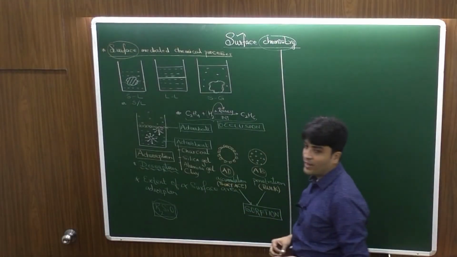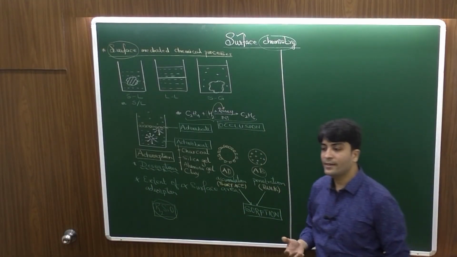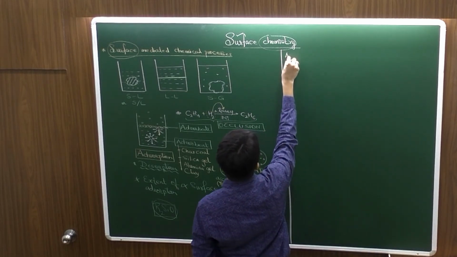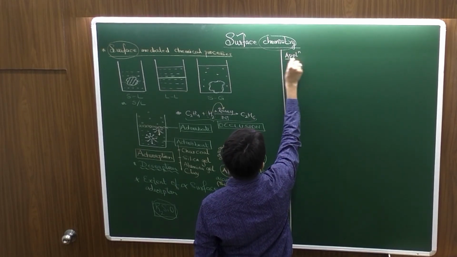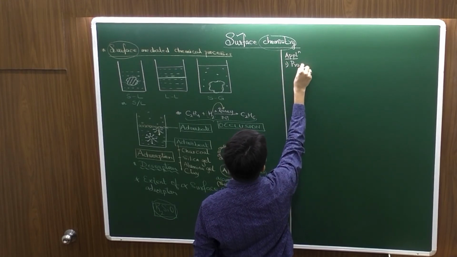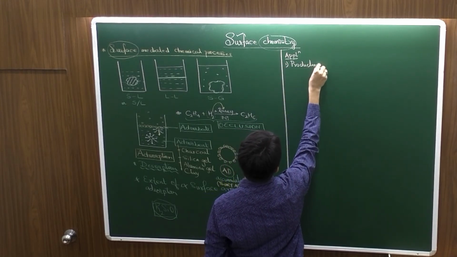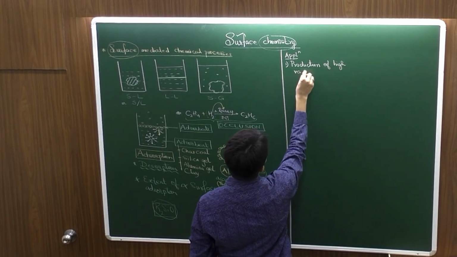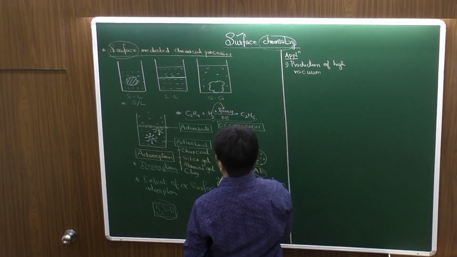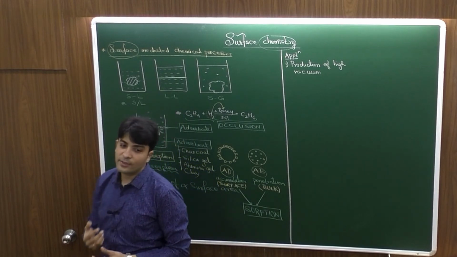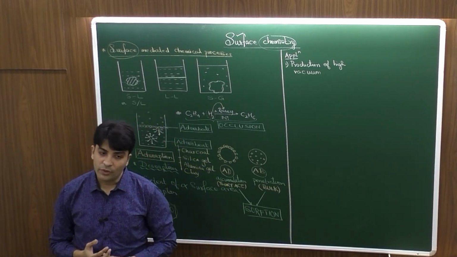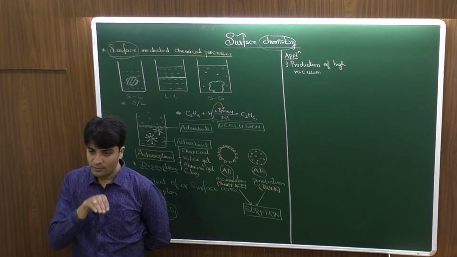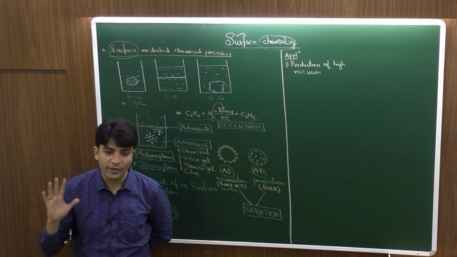The examples of adsorption on an industrial level. The first application is production of high vacuum. So let's say there is a container which is connected to a vacuum pump. What will it do? It will suck the air and make the flask devoid of air.